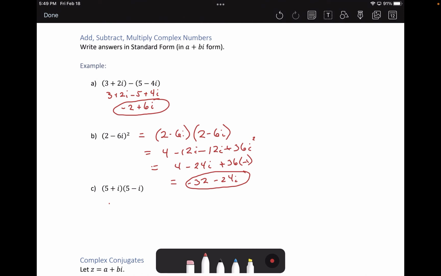Finally, in C, we're going to distribute. 5 times 5 is 25. Then we get minus 5i plus 5i minus i squared. That's 25 plus 1. Remember, i squared is -1. So we end up with 26.